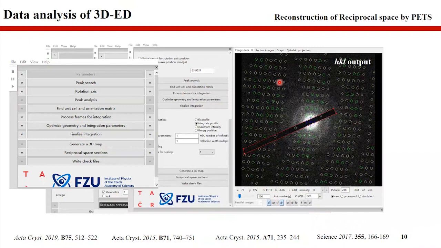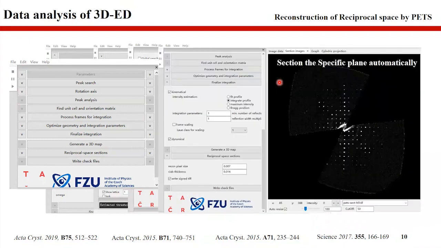And after the HKL output, there is another function in that PETS could section the specific plane automatically, not like the IDP. In the IDP, we need to manually determine the specific plane. The automatic section is also very useful for the symmetry determination.